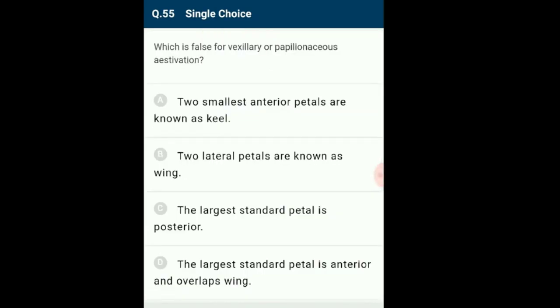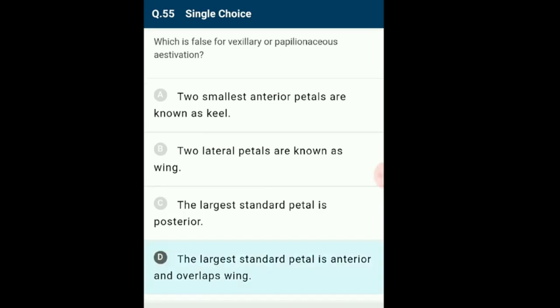Question number 55. Which is false for vexillary or papilionaceous aestivation? In vexillary aestivation, the largest posterior petal is called standard or vexillum. Two lateral petals are called wings, and the two anterior smallest petals which are fused are known as keel petals. Vexillary aestivation thus shows a 1 plus 2 plus 2 arrangement of petals. So the answer for this question is option D, the largest standard overlaps wing.